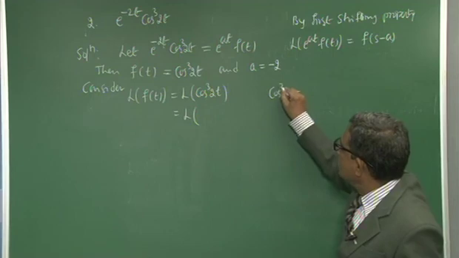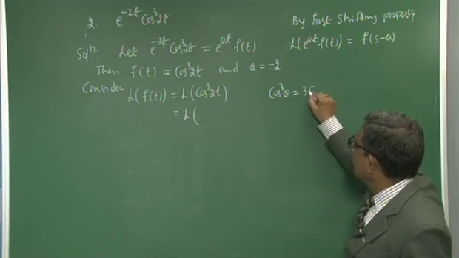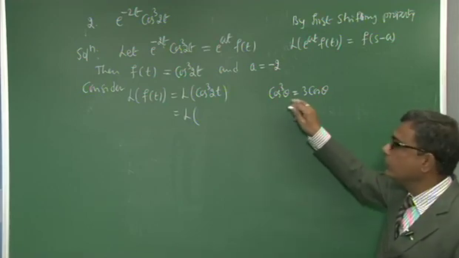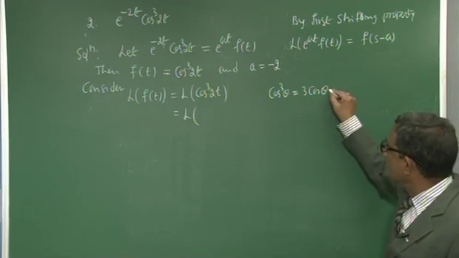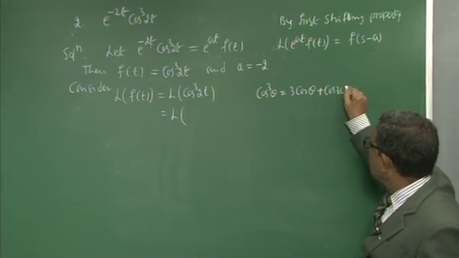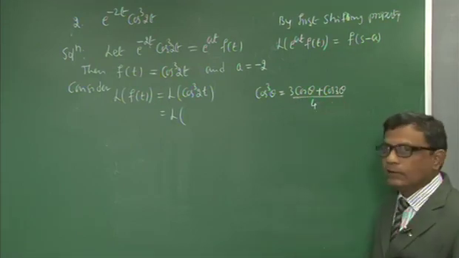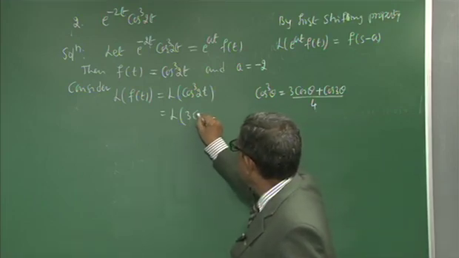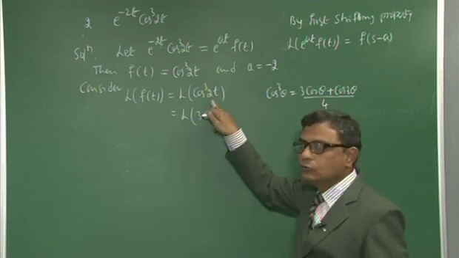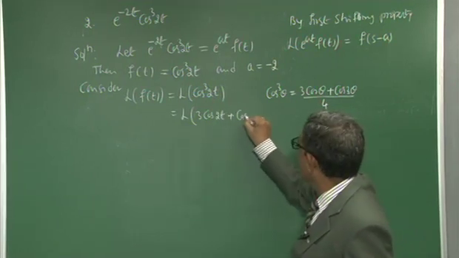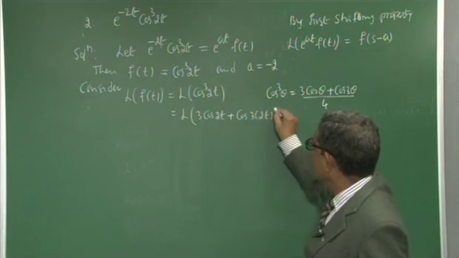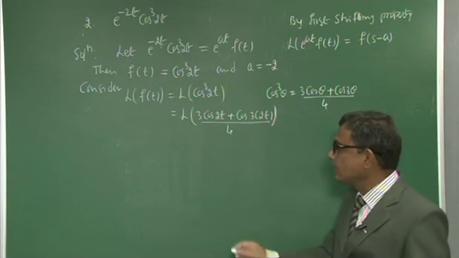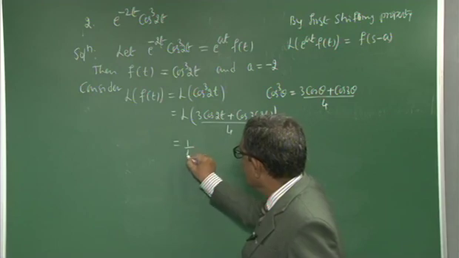What is the cos cube theta formula? You must know the basic formulas. Cos cube theta equals 3 cos theta plus cos 3 theta, divided by 4. By using this formula, you can write 3 cos 2t, since theta is here 2t, plus cos 3 into 2t, whole divided by 4. Now take the constant outside the operator.